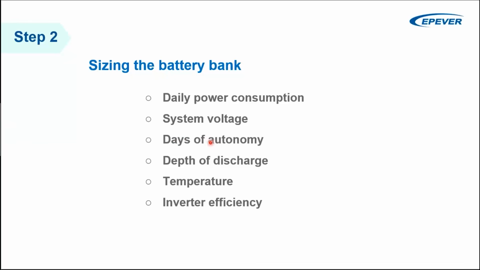So days of autonomy is the number of days that you can continue using your battery bank without having the solar power available. If it's a cloudy day or there is no sun in your area, you should be able to provide power from your battery bank to your consumers. So days of autonomy could be 2, could be 3 days, based on what you need and where you are designing the system for.